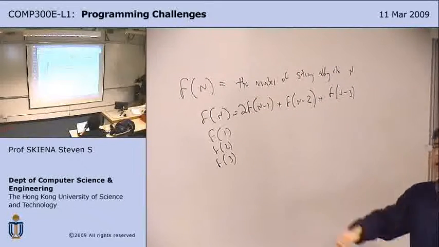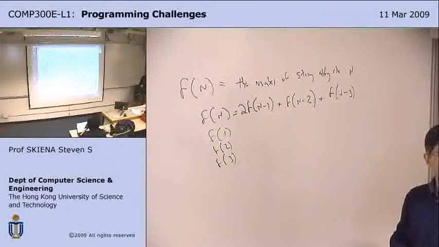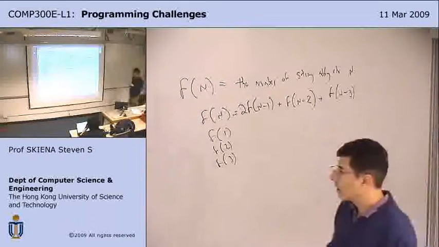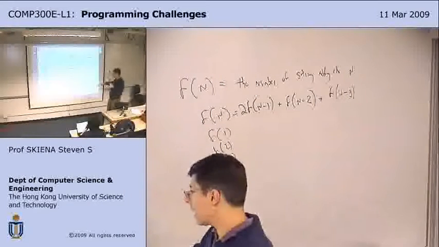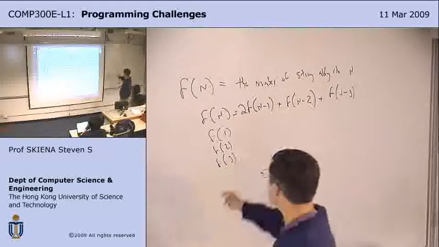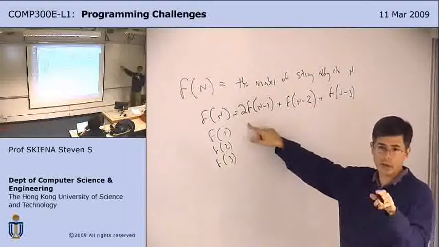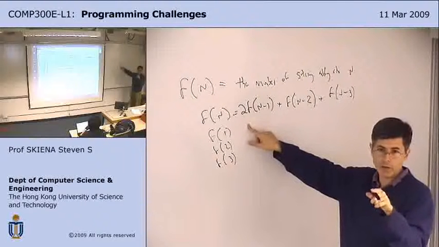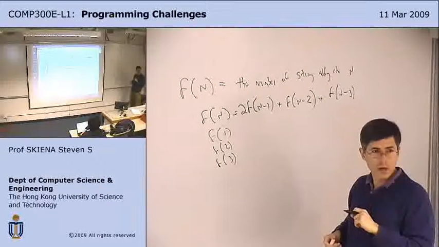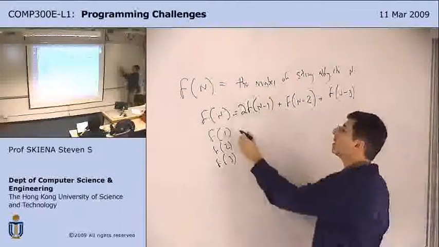Does the problem give a possibility of f of 0? Is f of 0 ever an answer here? No, n is larger than 1. It says that n is between 1 and that, so we don't need 0. Although this would work equally well if we did have 0, right? Everybody agree with that? So what are your initialization conditions here?